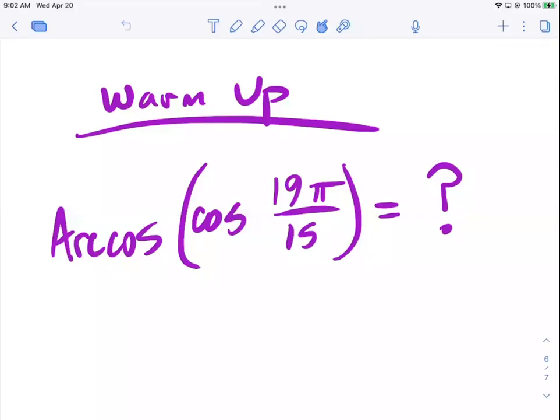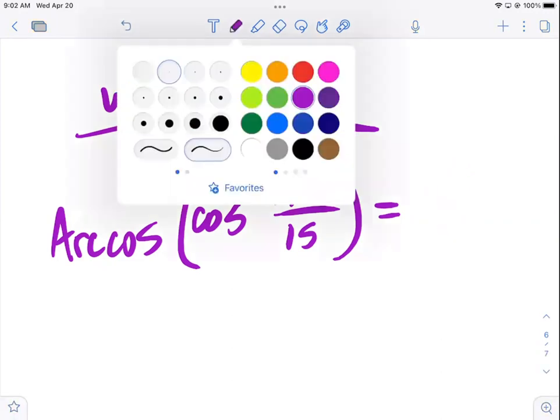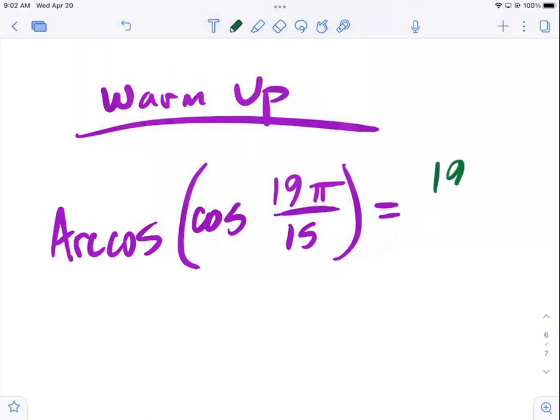Okay, so let's warm up here. We've got arc cosine, also known as inverse cosine, of cosine of 19 pi 15ths. How are arc cosine and cosine related? They're inverses of each other. And inverse functions, when you compose them back to back in any order, ordinarily undo each other, which means if that were the case here, we would simply be left with what we started with, 19 pi 15ths. But is that the case here?